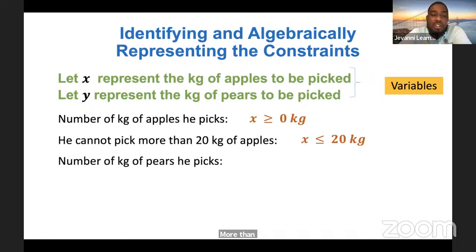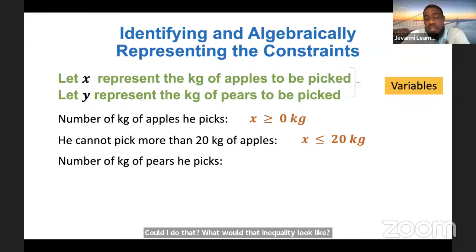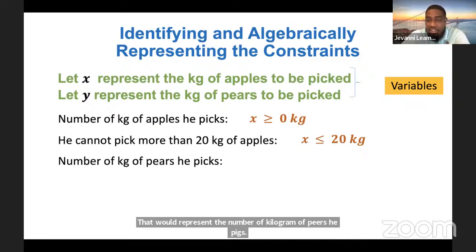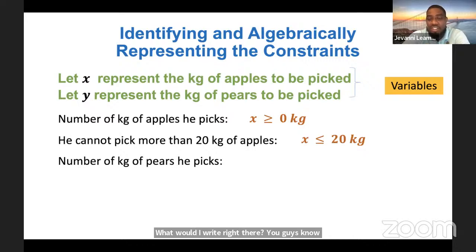Now let's look at the other one. The number of kilograms of pears he picks. Again, you want to say to yourself, could I pick negative pears or negative values of pears? Could I do that? What would that inequality look like? That would represent the number of kilograms of pears he picks. What would I write right there? You can't just say "is greater than." You have to write the variable. Y is greater than or equal to 0.